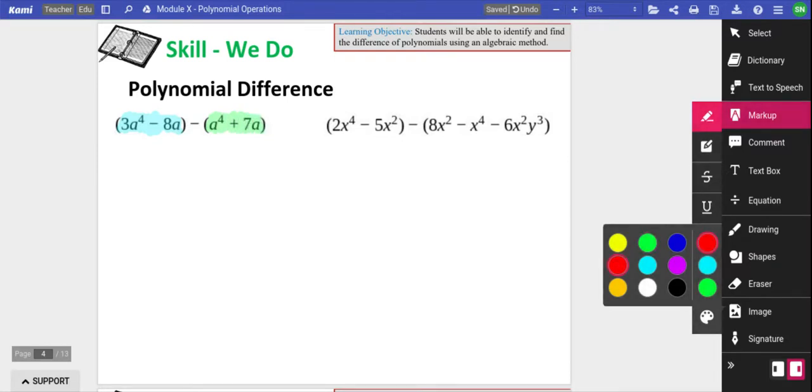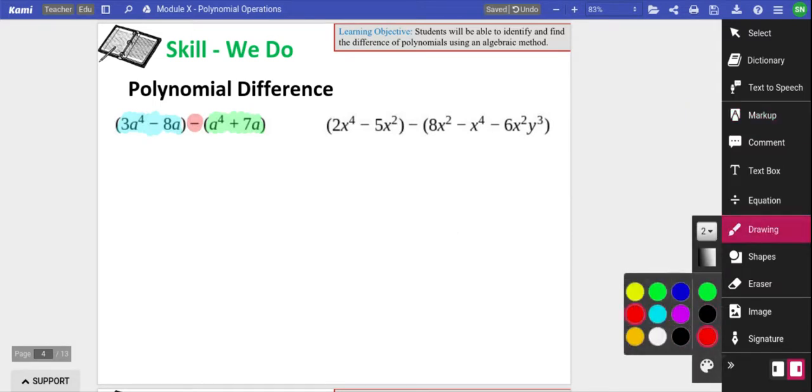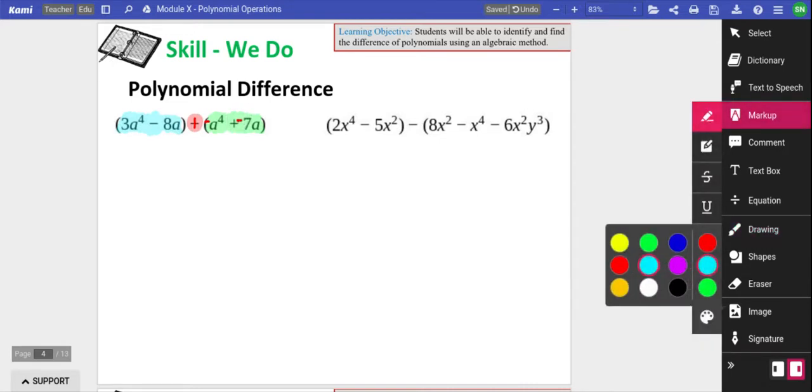Now the only difference from addition to subtraction is we will have to convert that subtraction to an addition. However, we cannot just change the sign and not do anything else. As soon as you change the sign in front of the parentheses, everything in the parentheses following that negative sign becomes the opposite sign of what it started with. So we started with positive a to the fourth. This one becomes negative. We also had positive 7a. It becomes negative 7a. Once we do that, the problem becomes an addition problem. So it just requires an extra step.